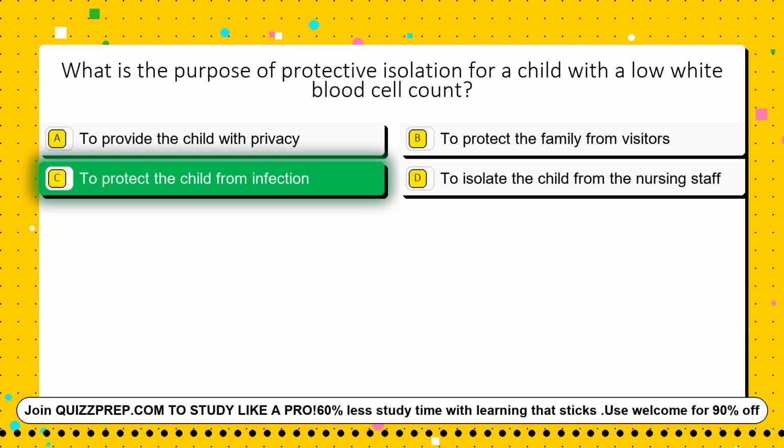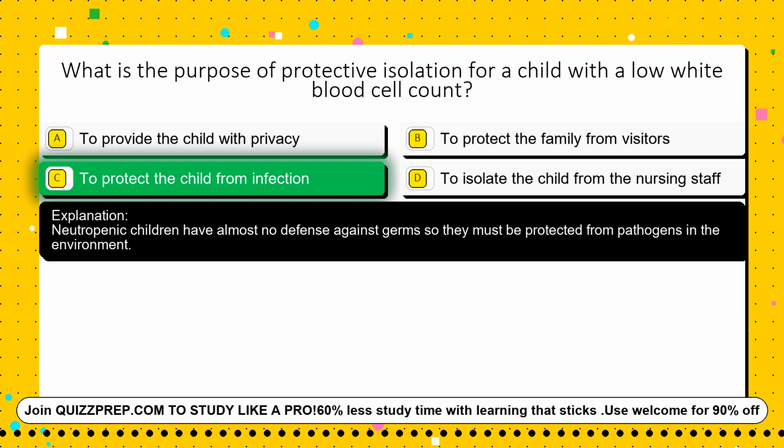The correct answer is option C. To protect the child from infection. Neutropenic children have almost no defense against germs, so they must be protected from pathogens in the environment.